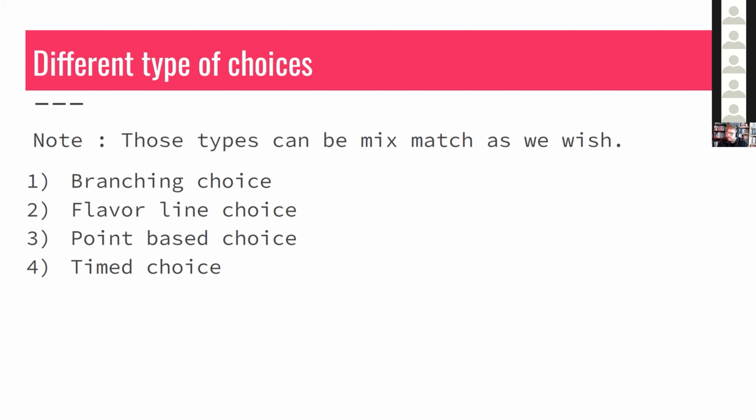Okay, so before we go through the different advice, there are four different types of choices. They can be mixed and matched as we wish, but basically there is the branching choice, where a choice will lead to a totally different scene or chapter in your story. The flavor line choice, where your choice will just lead to one or two lines being different. The point-based choice, where your choice will raise or lower some hidden or shown variable. And the time choice, where you have a limited amount of time to pick what you will choose. And when I say it can be mixed and matched, it's because a branching choice can also give a new point, for example. So here we are.